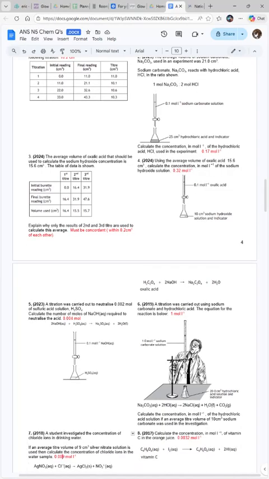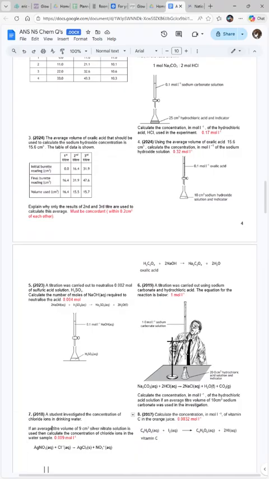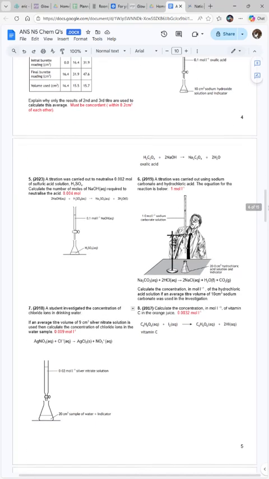A student investigated the concentration of chloride ions in drinking water. If the average titer volume is 9, so we've got the volume of sodium nitrate, we just need its concentration. It says calculate concentration of chloride ions in the water sample. So let's have a look. We know the volume is 9, we know the concentration is 0.02. So 9 times 0.02 is 0.18, divided by whatever the balancing number is, it's 1, so it's just 0.18.